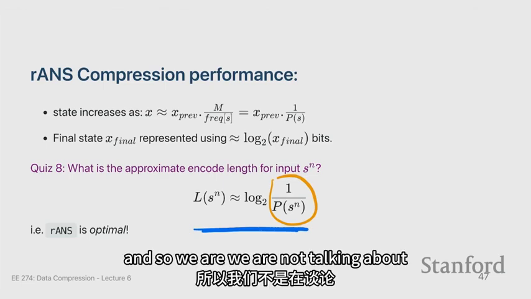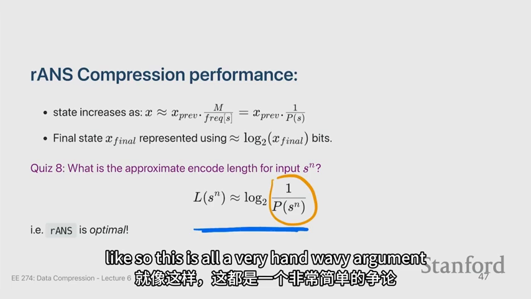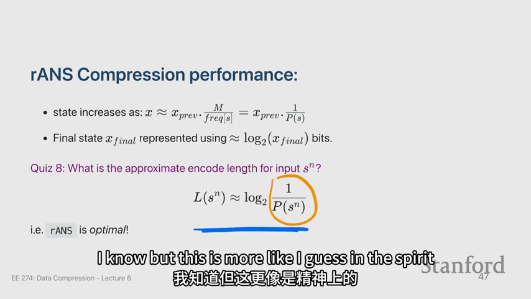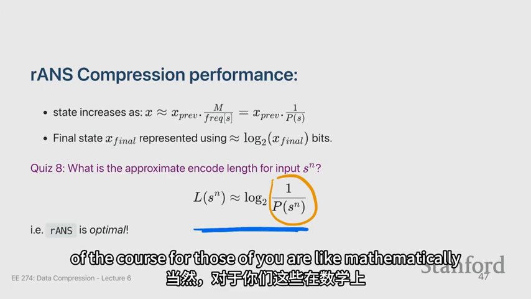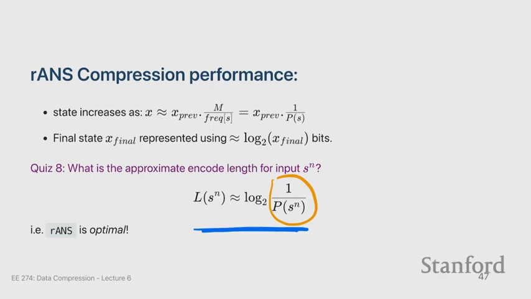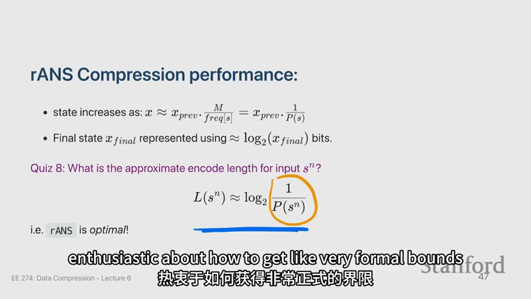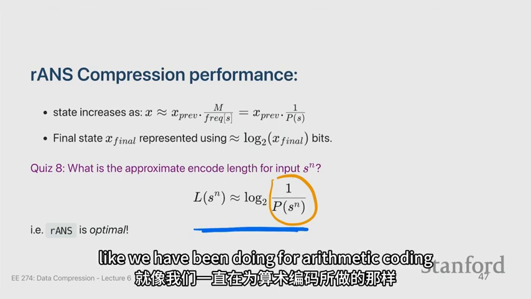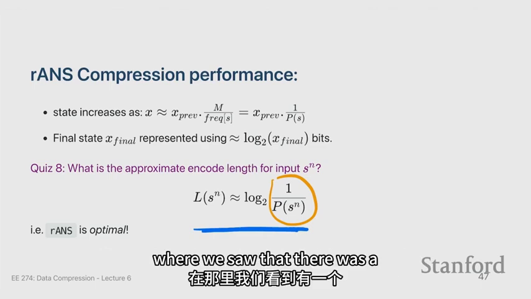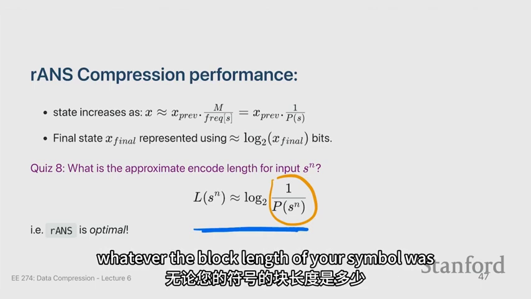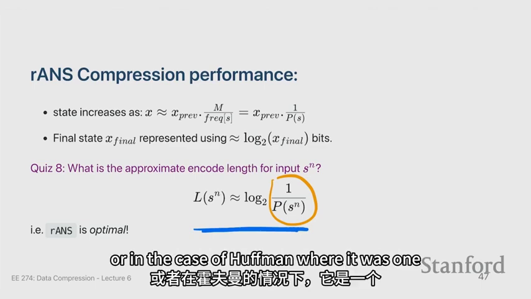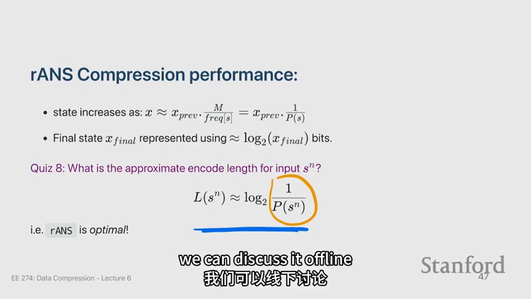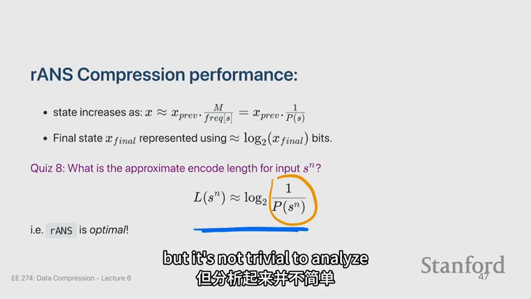This is all a very hand wavy argument, I know, but this is more in the spirit of the course. For those of you who are mathematically enthusiastic about getting very formal bounds for ANS, like we have been doing for arithmetic coding, where we saw that there was a 2-bit overhead over whatever the block length of your symbol was, or in the case of Huffman where it was 1, we can discuss it offline, but it's not trivial to analyze.